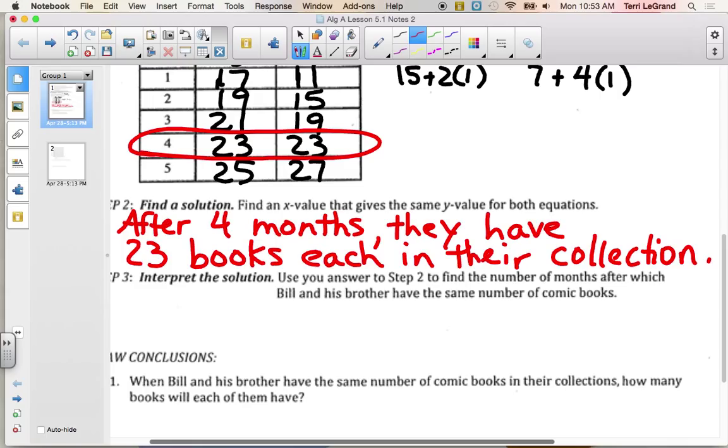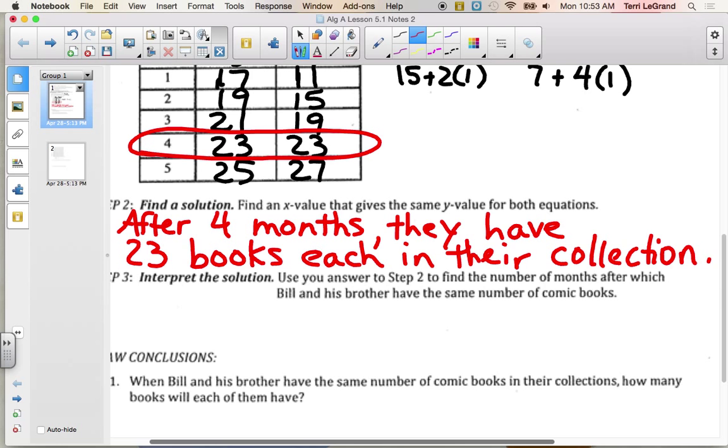Okay. It says use your answer to step 2 to find the number of months. Well, I guess we answered that already in the other step, didn't we? So we were really only supposed to give the x value in this one, which is 4 months. I don't really know what it was asking for, so that's why I'm cleaning that up. Okay, so we really have interpreted it already. We found the solution and interpreted it all in this one step, okay?